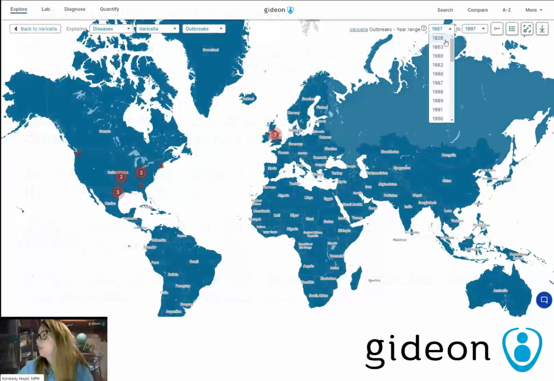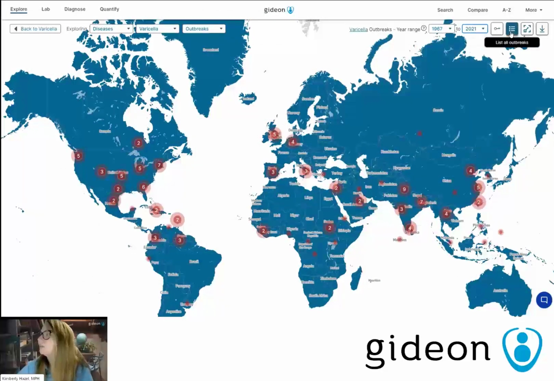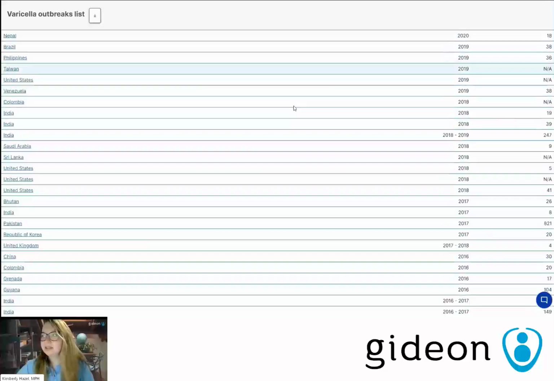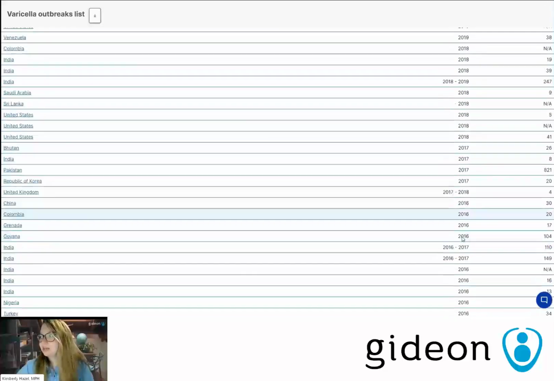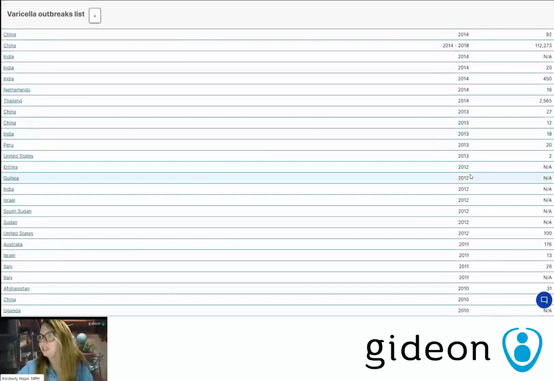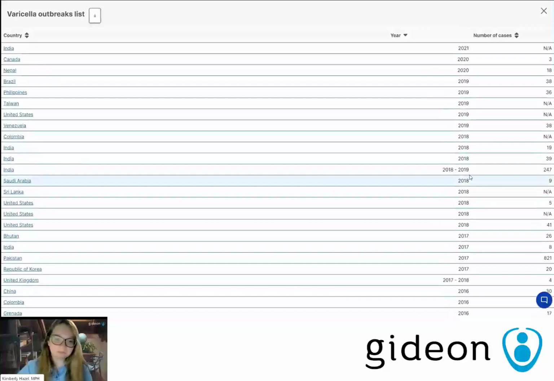So we can actually change our range if we'd like to. I'd like to just go ahead and get us all the way up to 2021 here and just look at an actual list, and we can see different countries, the year, as well as the number of cases. So this is one of those things where, again, looking at the year, we can see that different years definitely had very different experiences when it comes to chickenpox.